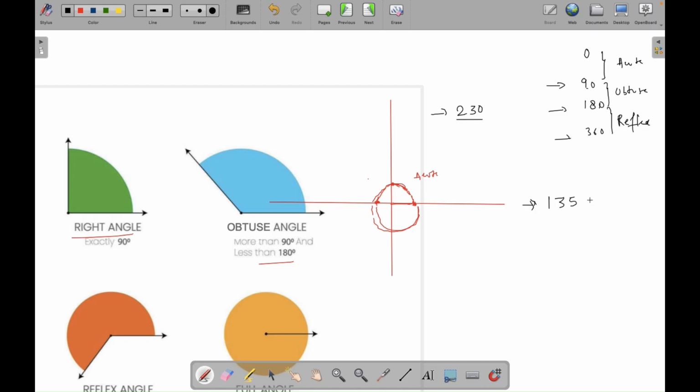Yeah, very good. 180. What type of angle is this?